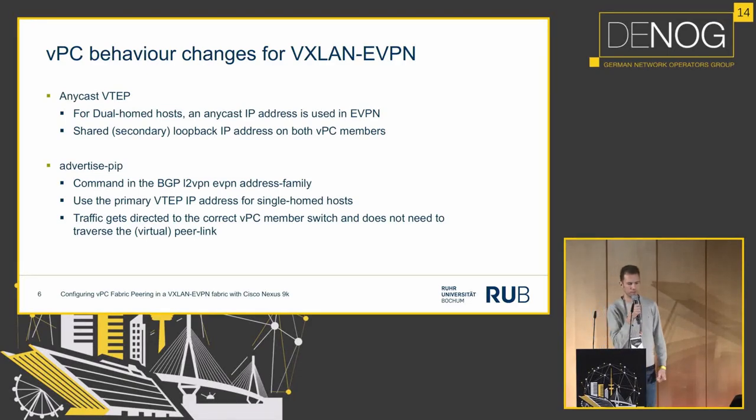For the opposite case, that you have a host that is not dual homed on both switches in a vPC domain, a so-called orphan host, you need a BGP command called advertise PIP, primary IP, so that not the anycast IP gets advertised in conjunction with the MAC address of the host, but the unicast IP of the correct switch where you attach that host. Otherwise, half of the traffic would be directed to switch one, and the other half to switch two. Traditionally, it would traverse the peer link to the correct switch and then out to the host. But we don't have the peer link, so the traffic has to go back through the fabric, through the spine switch, and then to the correct switch. And you don't want that, and therefore you have to configure advertise PIP.